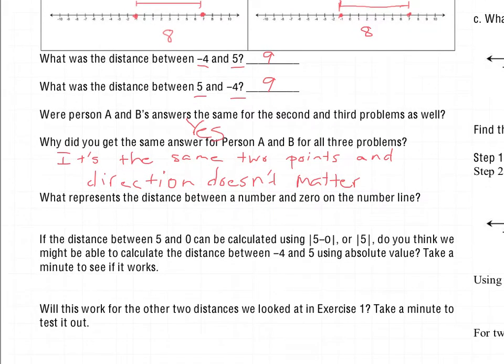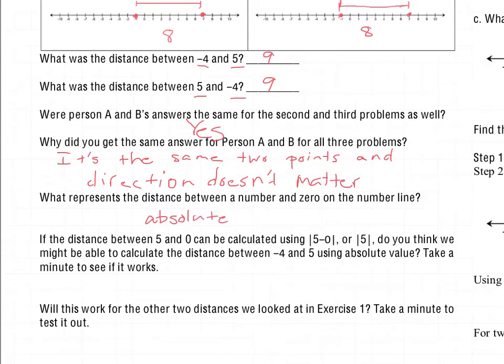Now, thinking about some of the definitions we've already used so far this unit and some of the definitions you've used last year, what vocabulary term is used to represent the distance between a number and 0 on a number line? Hopefully you've come up with absolute value. We can see an example down here.